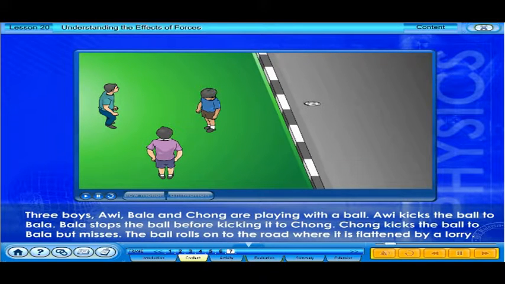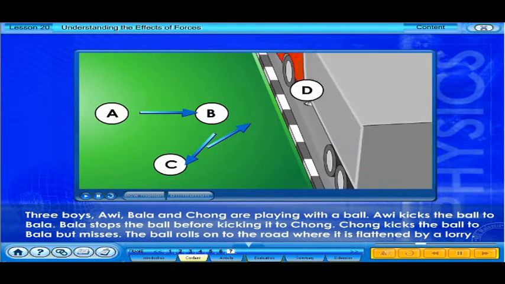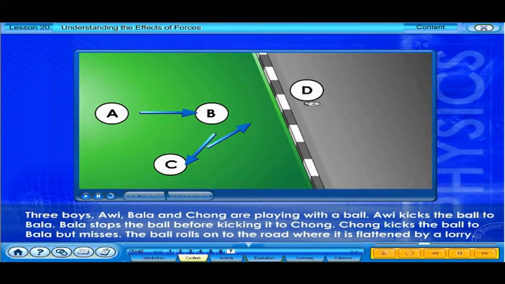Three boys, Awi, Bala and Chong, are playing with the ball. Awi kicks the ball to Bala. Bala stops the ball before kicking it to Chong. Chong kicks the ball to Bala but misses. The ball rolls onto the road where it is flattened by a lorry.